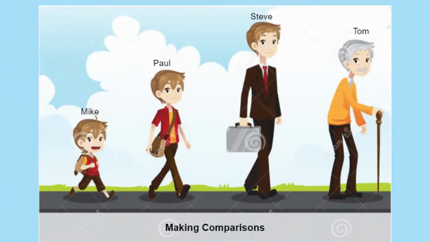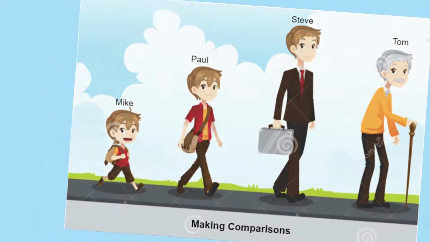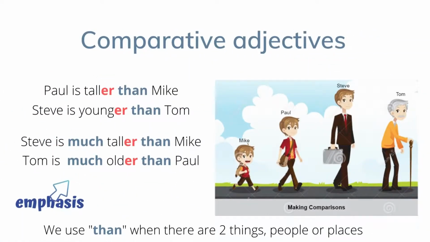Now let's meet Mike, Paul, Steve, and Tom. Let's check some examples. Paul is taller than Mike. Steve is younger than Tom. Steve is much taller than Mike. Tom is older than Paul. We use much to make emphasis, and we use than when there are 2 things, people or places.